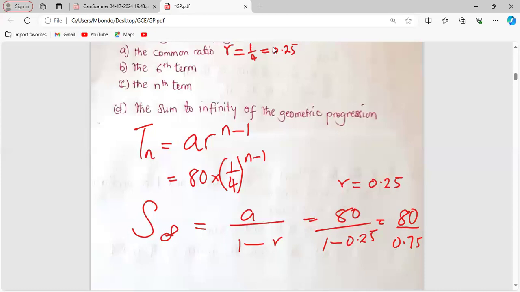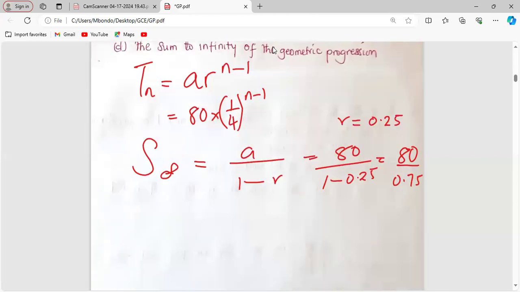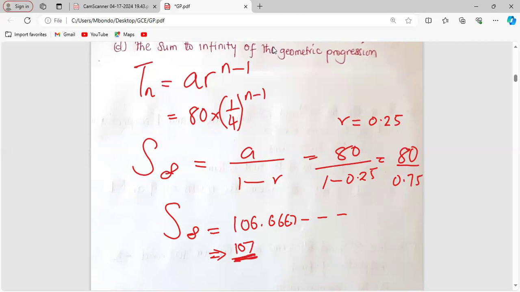I found 106.666667. 80 here, divided by 0.75. Let us punch that again on our calculators. So the sum to infinity is going to be 106.66667, it goes on like that. When you round this off to three significant figures, as the instructions are in the exam, you need to have 107 as your answer, but you first of all write it as it appears on the calculator. Is that okay?